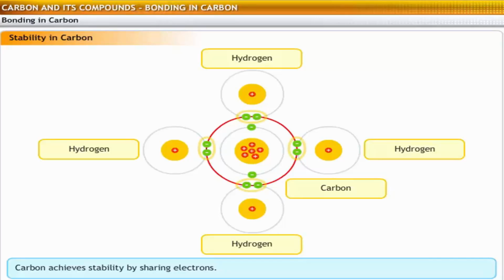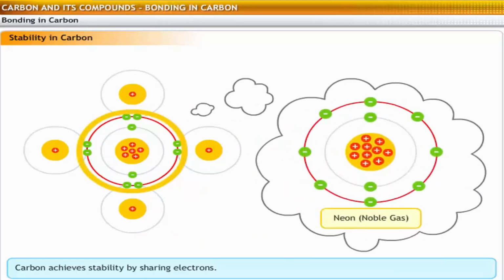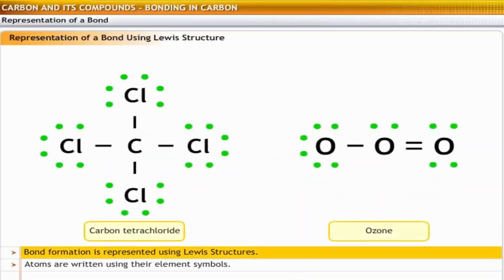We know that sharing of electrons results in a covalent bond, and the shared electrons belong to either of the atoms. This sharing helps in achieving noble gas configuration. The Lewis dot structures provide a picture of the bonding in molecules in terms of the shared pairs of electrons and the octet rule.